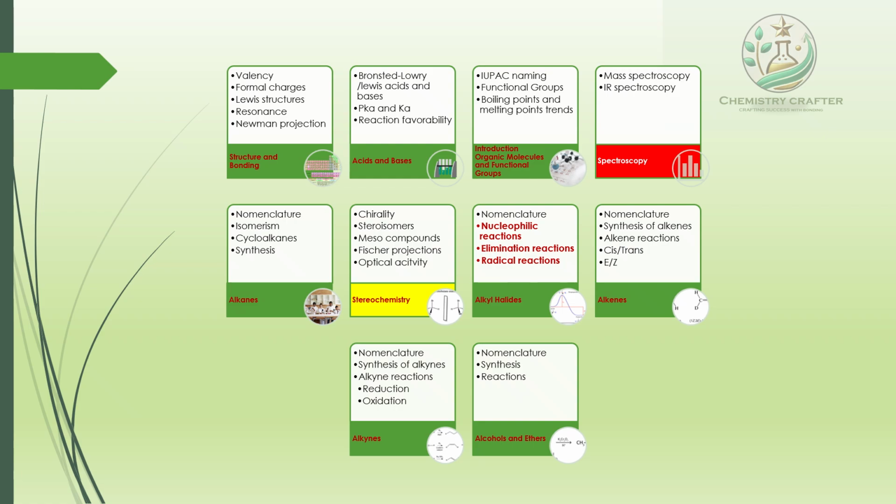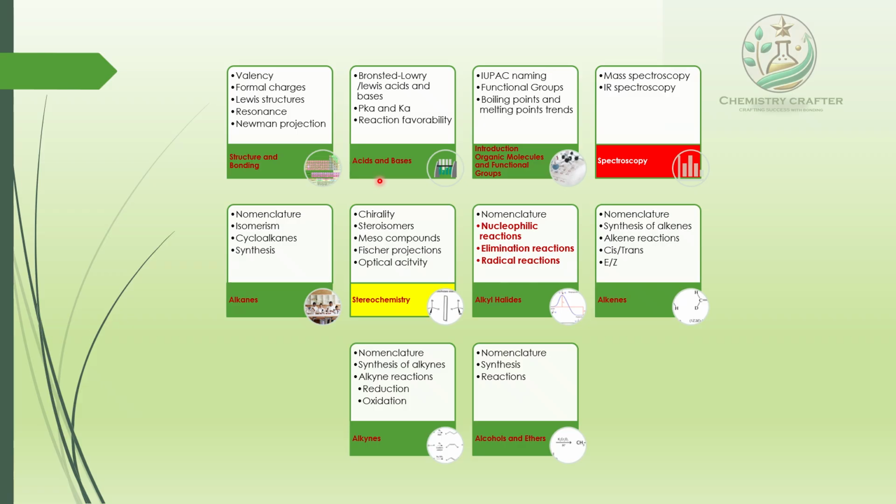So the first chapter is going to be structure and bonding, or introduction to organic chemistry. This is pretty much covered in any university you go to. These are the topics that are covered in organic chemistry 1. So in structure and bonding, you just learn about valence electrons, formal charges, Lewis structures, whatever you went through in general chemistry, you are just going to take a review on that. The new concepts would be resonance and Newman projection in structure and bonding.